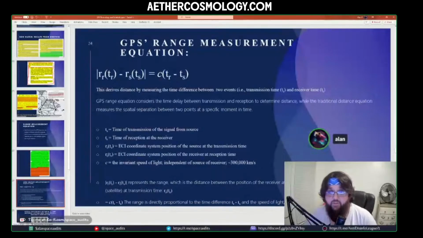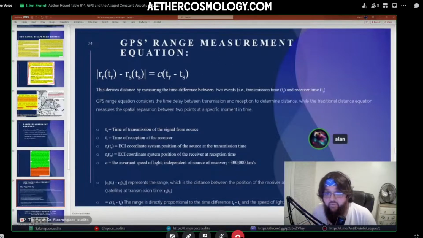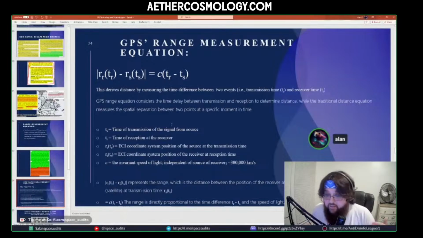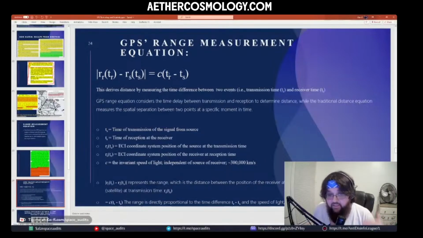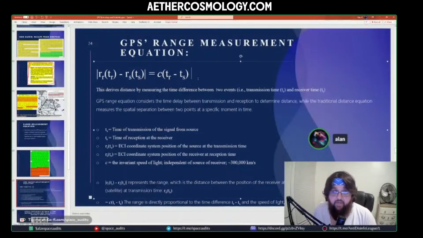So GPS uses what's called a range measurement equation. So it looks like this. This looks crazy. What does all this mean? So this is the absolute value of the time that the signal was sent and received, multiplied by c, and that gives you the difference, which gives you the distance. So the distance in propagation from when the signal was sent and received gives you the distance. So that's how they derive distance.